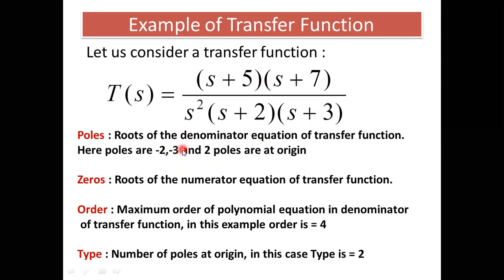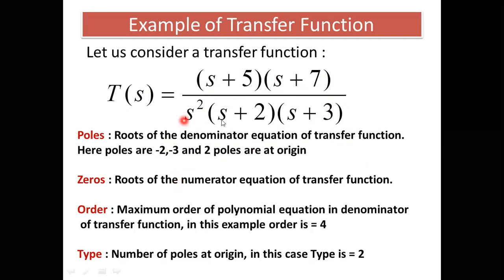Likewise, what is the order? Order is basically the maximum order of the polynomial equation in the denominator. So in this particular expression, the order is 4. Whatever the order is, the number of storing elements is the same. So here the order is 4, so the number of storing elements would be 4, and the number of state variables would be 4.